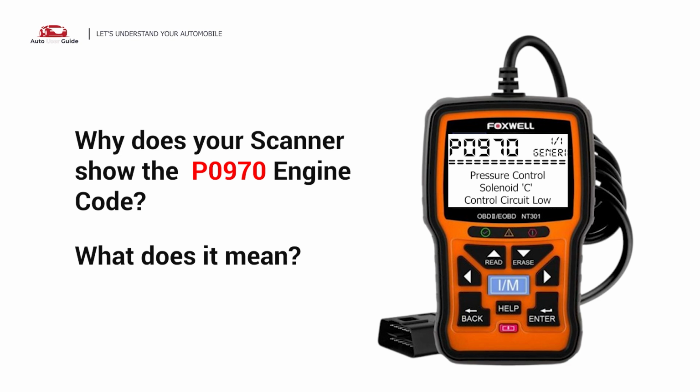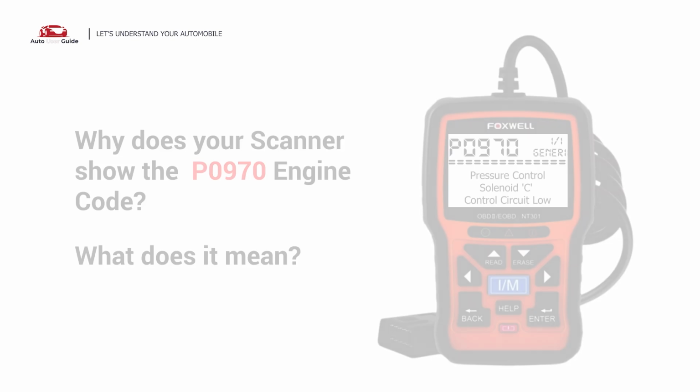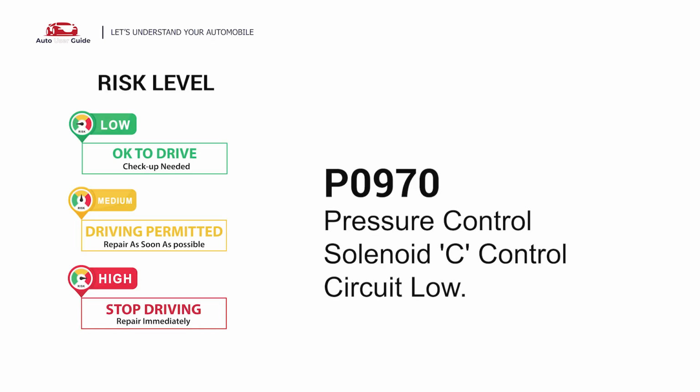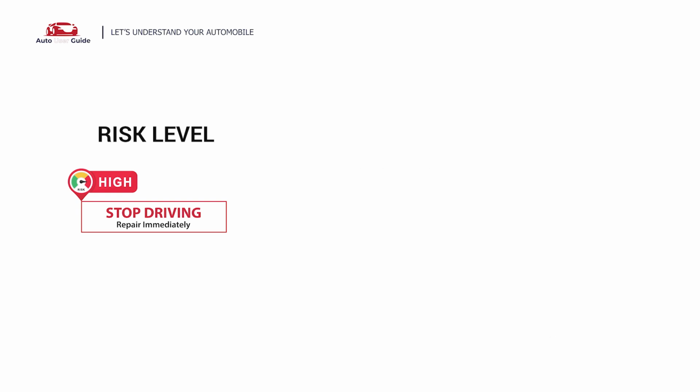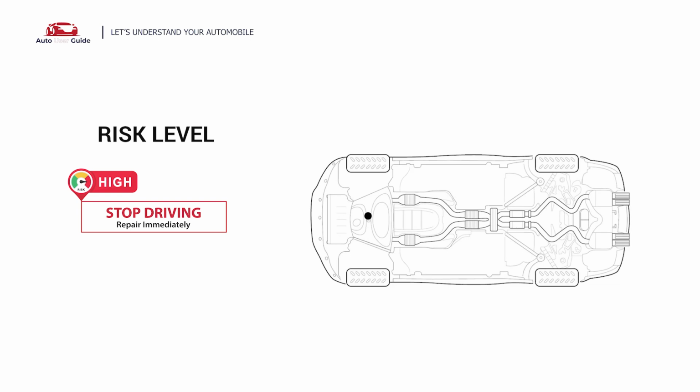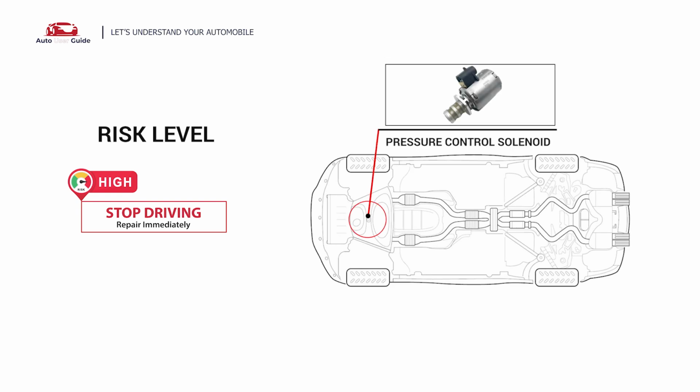Why does your scanner show the P0970 engine code? What does it mean? P0970 is a diagnostic trouble code for Pressure Control Solenoid C control circuit low. This error code indicates a problem with the electrical circuit for a specific transmission pressure control solenoid. This solenoid helps regulate fluid pressure in the transmission, enabling smooth gear shifts.